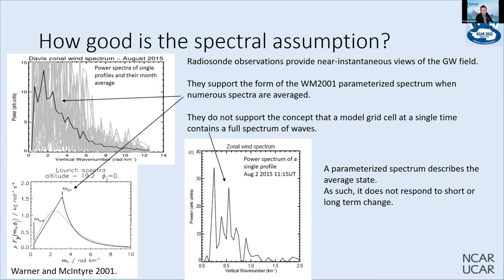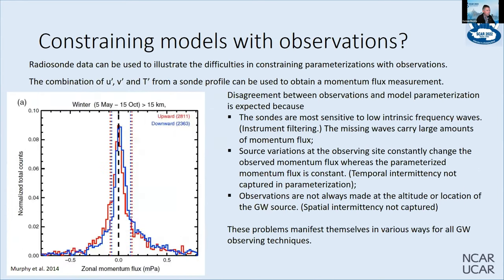A parameterized spectrum describes the average state, and therefore it doesn't really respond to long-term change, such as climate change. So that's a bit of a problem. Another question that arises is how can we constrain models with observations? It's something that we are very keen to do in the Angwin project. Once again, we can use radiosonde data to illustrate the difficulties in doing this.